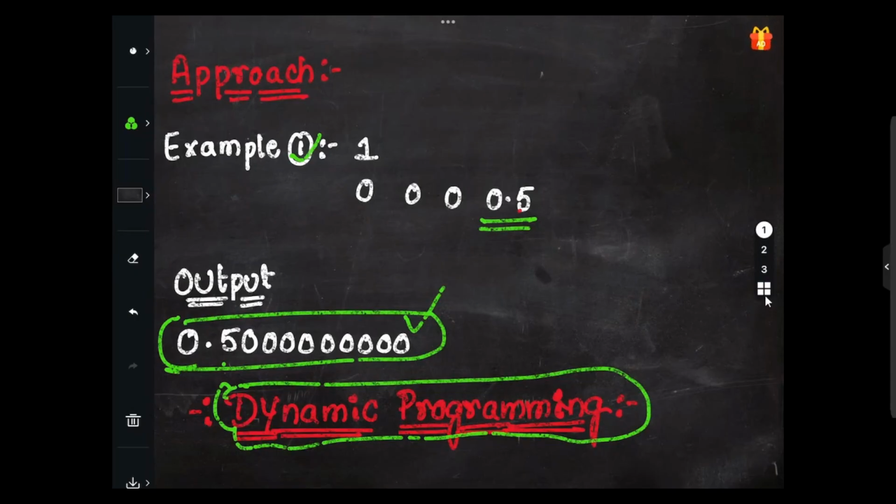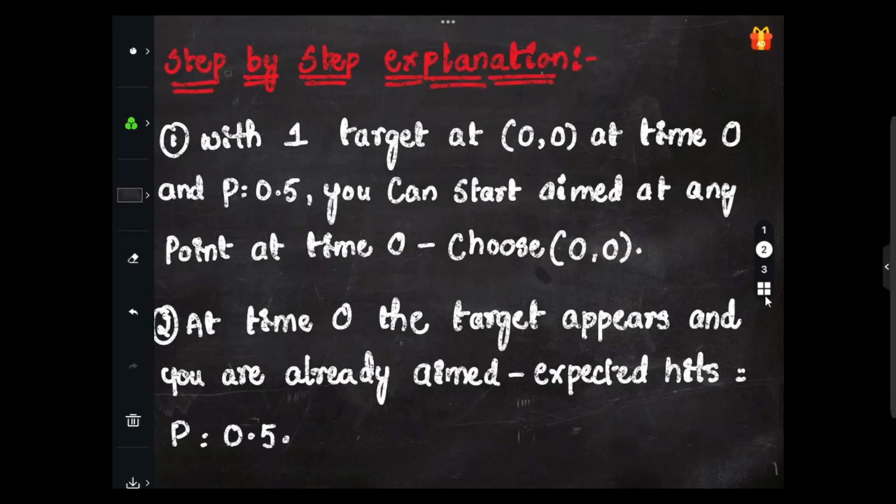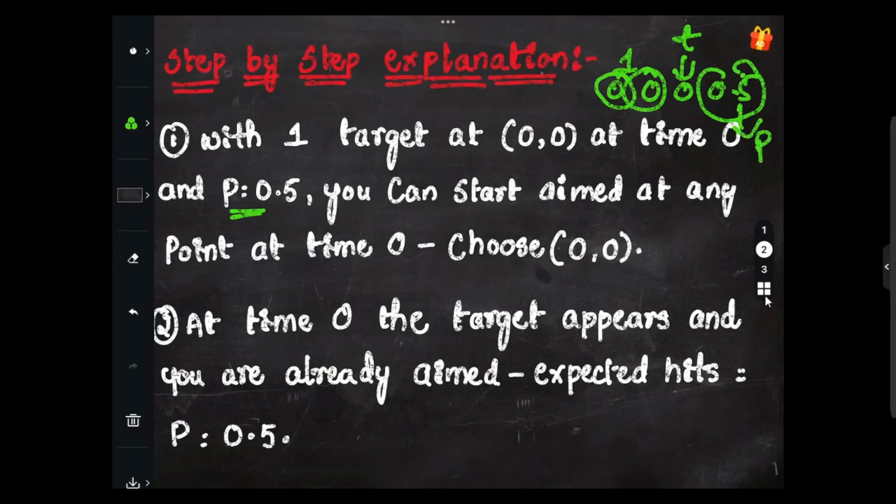Let's move to the next step, the step-by-step explanation. First, with one target, we have been given target 1, followed by 0, 0, 0 and then 0.5. So with one target at 0, 0 at time 0 and p equals 0.5. The 0, 0 is the position, the next 0 is the time, and this is p, 0.5. We can start aimed at any point at time 0.